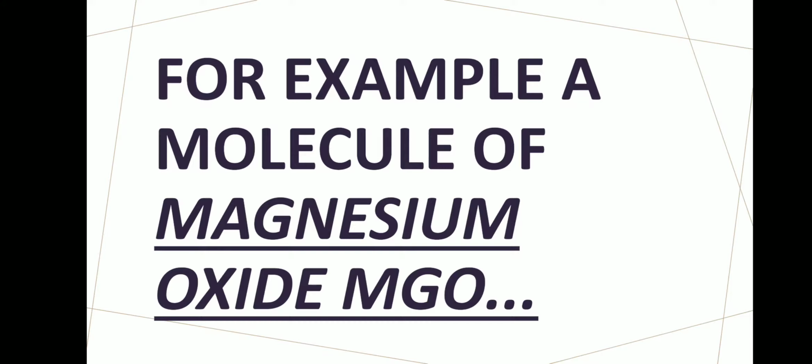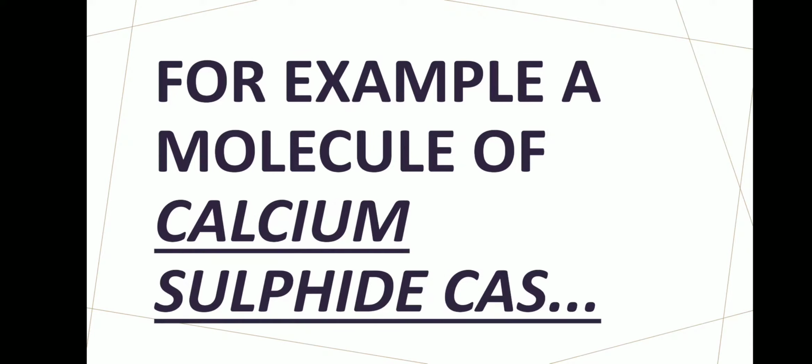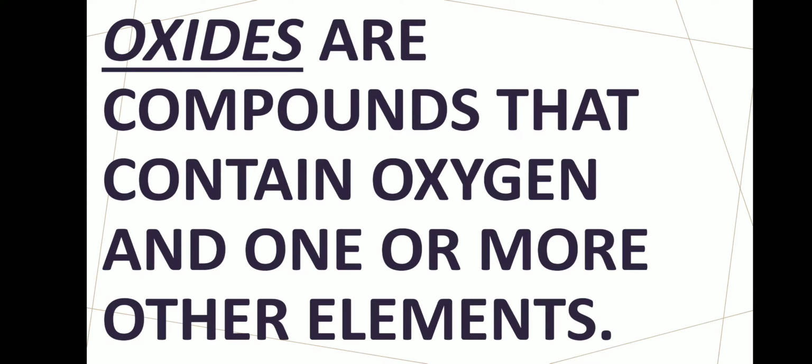One molecule of magnesium oxide is formed by joining one atom of magnesium and one atom of oxygen and is represented as MgO. A molecule of calcium sulfide is formed by joining one atom of calcium and one atom of sulfur and is represented as CaS. Now let us see some common compounds.